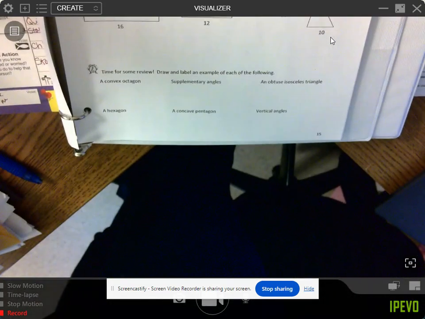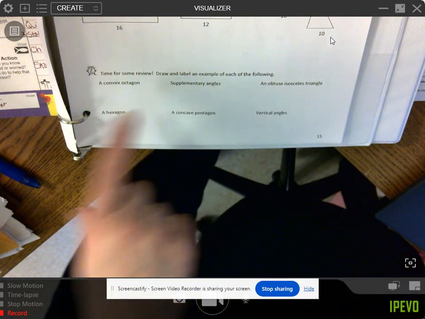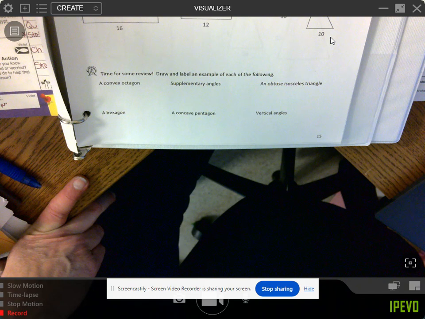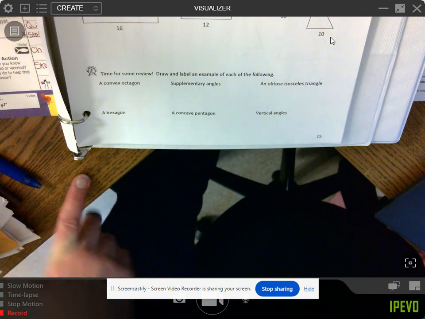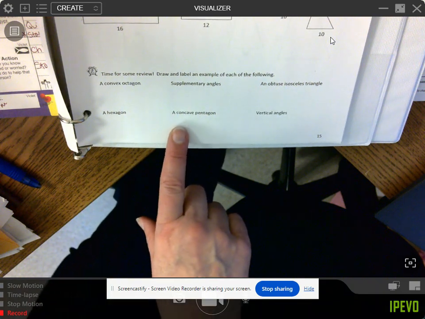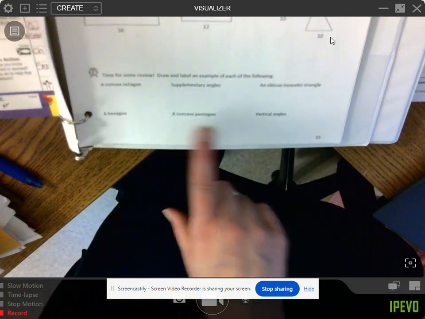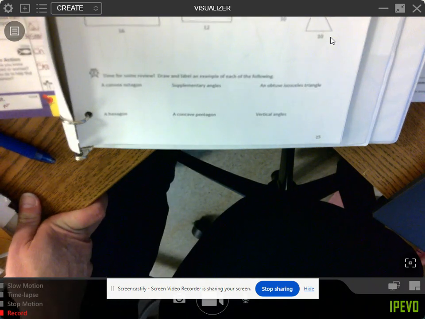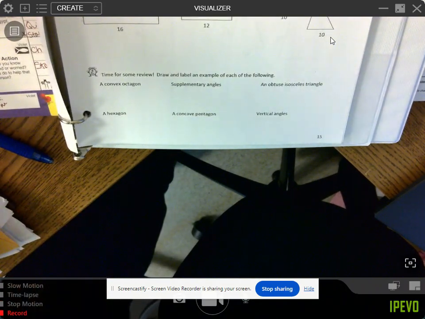And then time for review. Our test is next week. Practice test will be Wednesday, real test Thursday. So our last objective will be Monday. We will have review on Tuesday, practice test Wednesday, real test Thursday. So this review is important. Make sure you know all of these vocab words and you can answer those. Any questions on today's work?